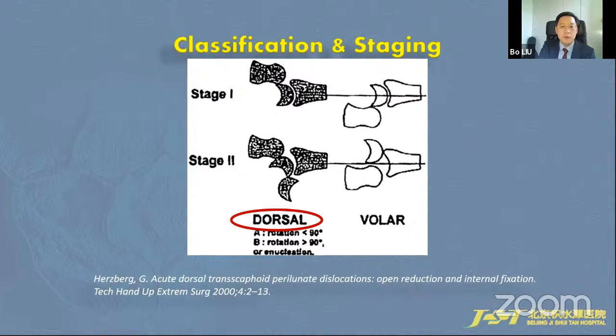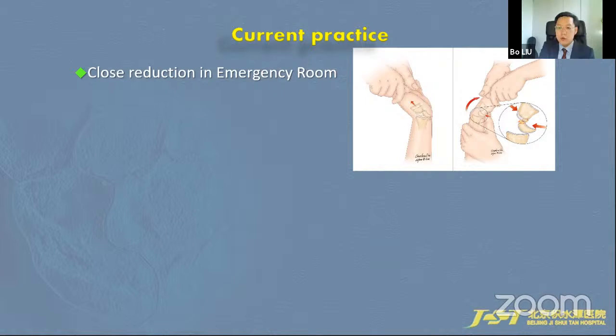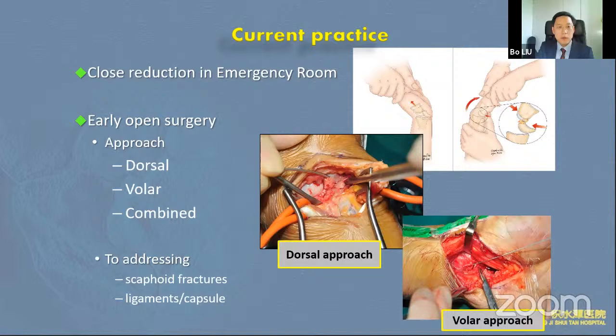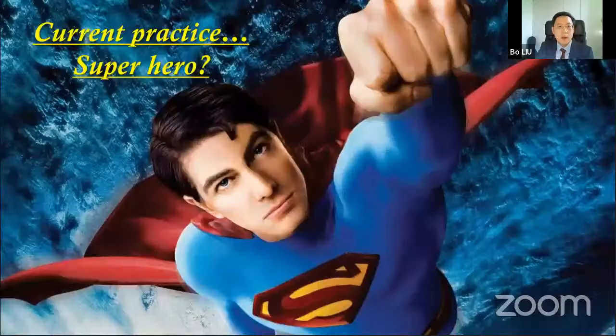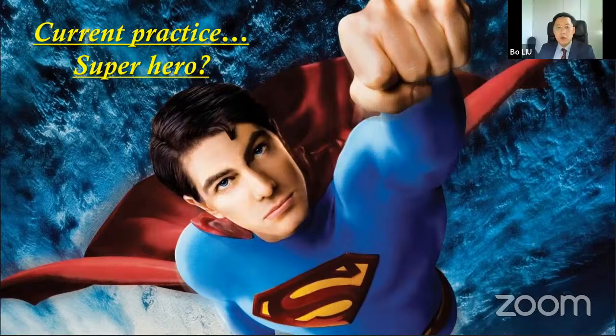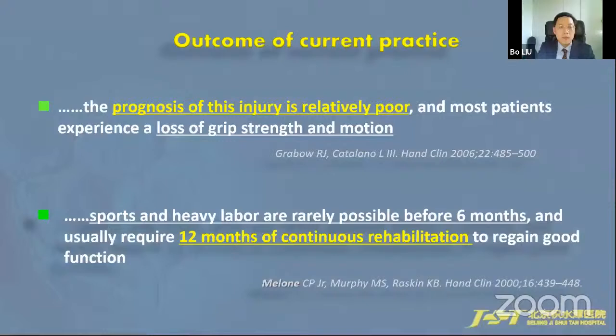In current practice, we always do closed reduction in the emergency room. We try to do early open surgery, whether volar, dorsal or combined approach, as Jeff had mentioned, and there is a lot of debate on this. We're trying to address the scaphoid fracture as well as the ligament or capsular conditions. However, we all know that we're not like hip surgery; the current practice for perilunate injuries is not so perfect.